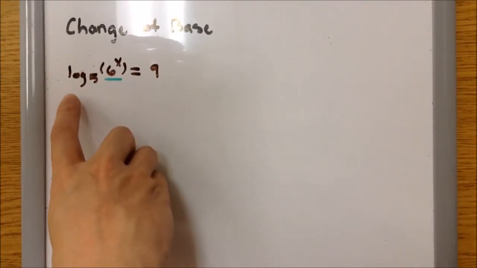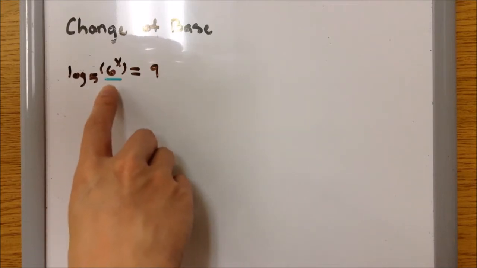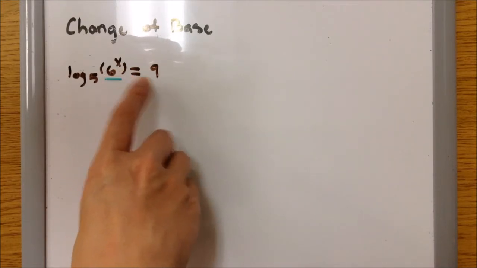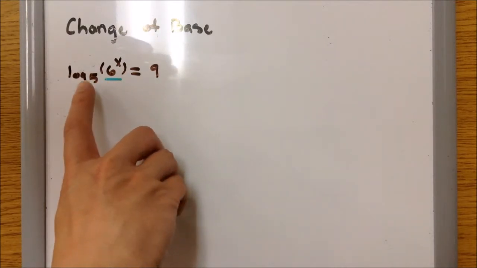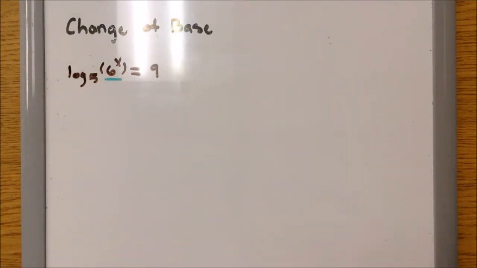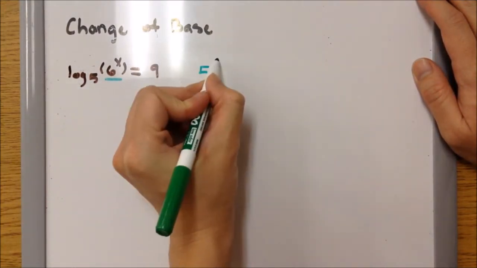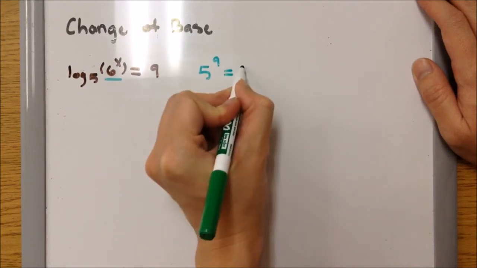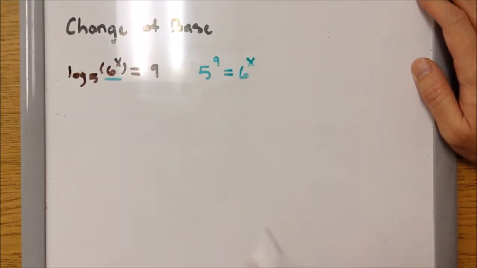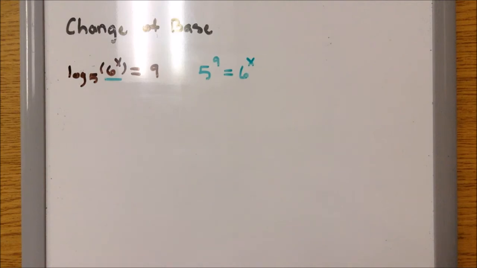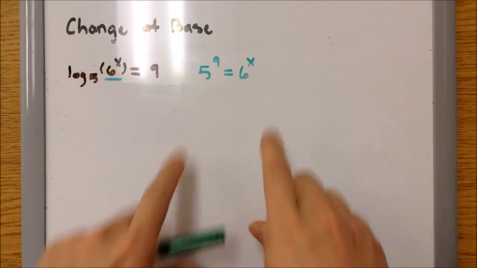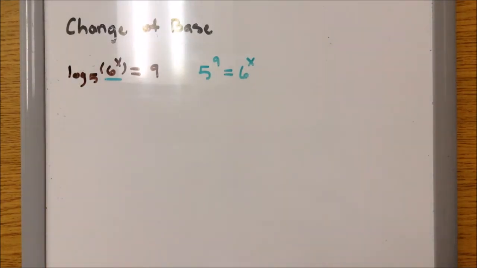Alright, in example 3 we have log base 5 of 6 to the x power equals 9. Now, if I were to write this in exponential form, my base is 5 to the power of 9 equals 6 to the power of x. Now looking at it, we know that it's two different bases on both sides. That's going to be hard to work with in order to solve for the exponent. Now if it was the same base, then we can go from there. But in this case, we don't.